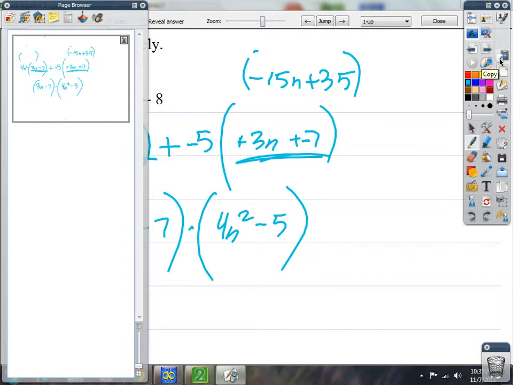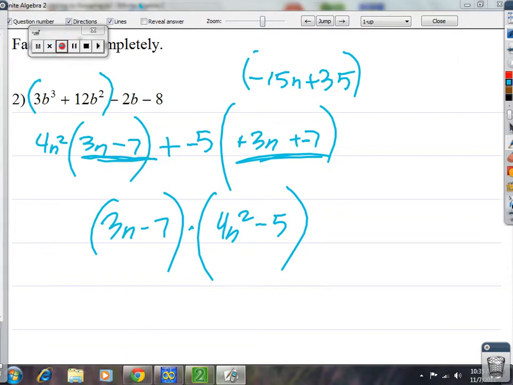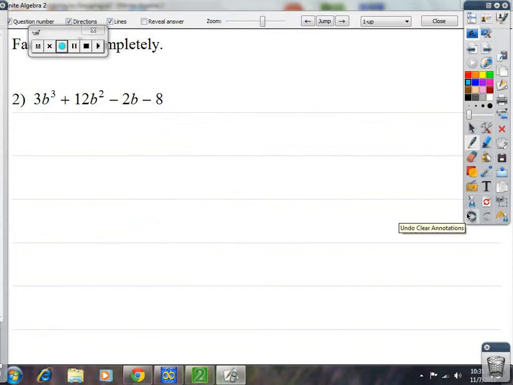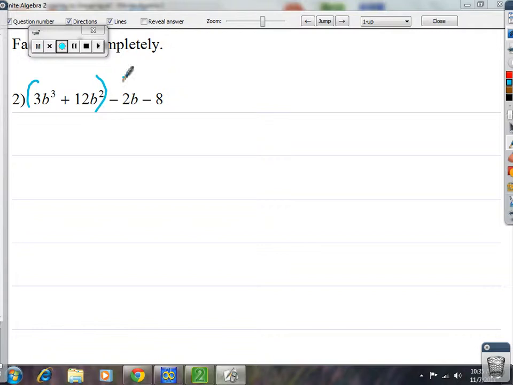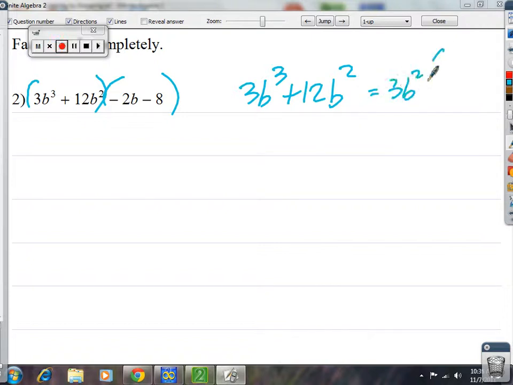Alright, number 2. Let's group the first 2 and let's group the last 2. So if you group 3b cubed plus 12b squared, what's the GCF of those two terms? 3b squared. You can factor out a 3b squared from each term. So 3b squared times what's 3b cubed? B plus 3b squared times what's 12b squared?